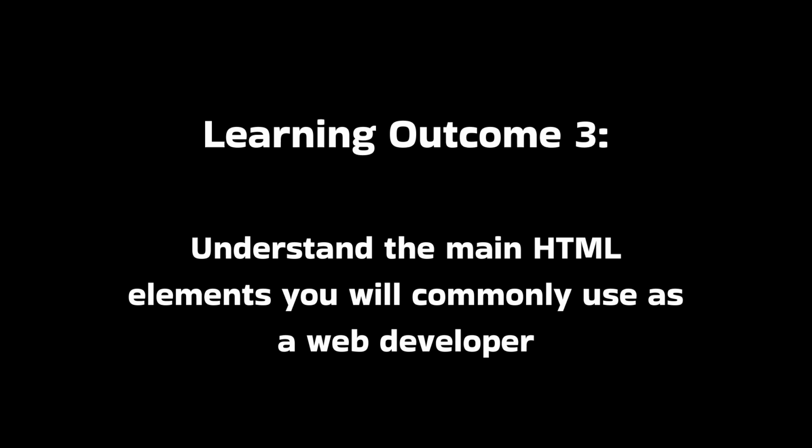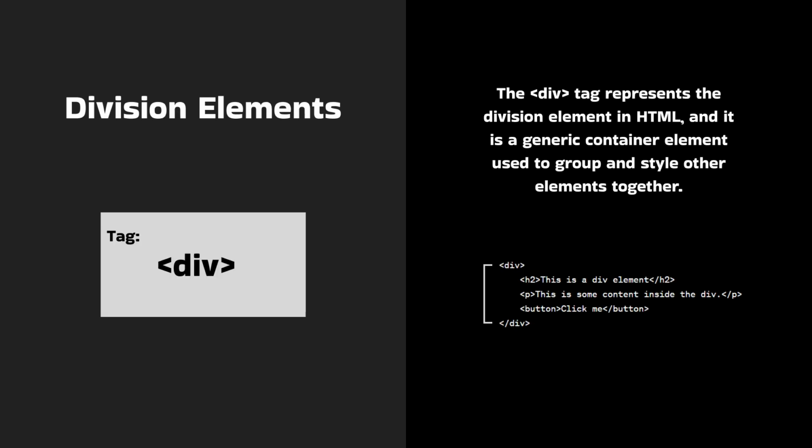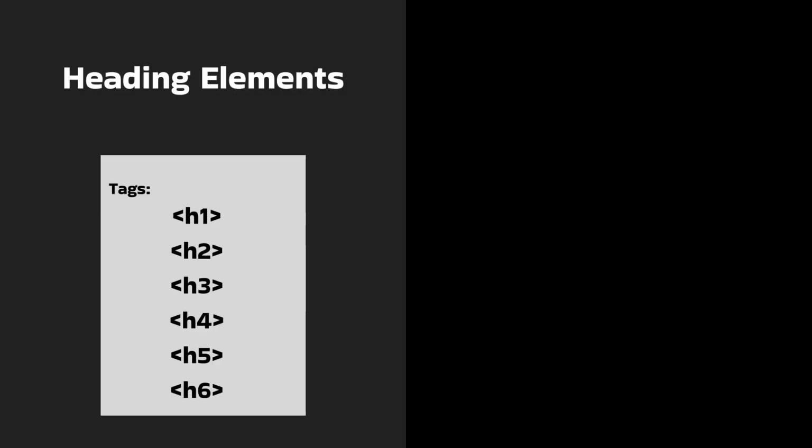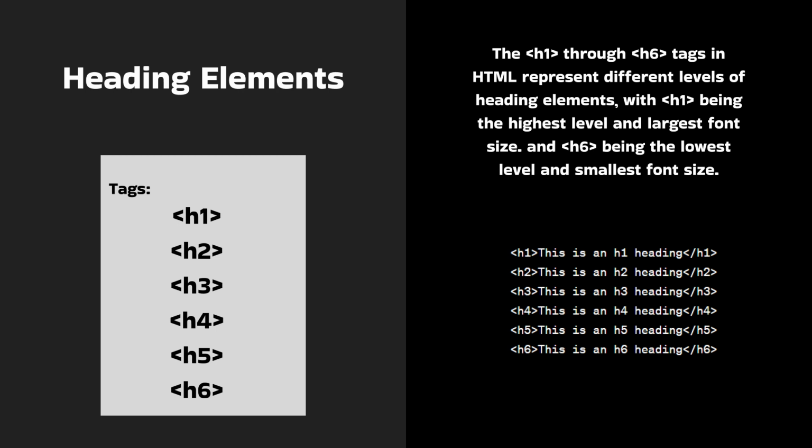Learning outcome 3. Understand the main HTML elements you will commonly use as a web developer. Here's a breakdown of the main HTML elements that developers commonly use. Division elements. The div tag represents the division element in HTML, and it is a generic container element used to group and style other elements together. Heading elements. The H1 through H6 tags in HTML represent different levels of heading elements, with H1 being the highest level and largest font size, and H6 being the lowest level and smallest font size.